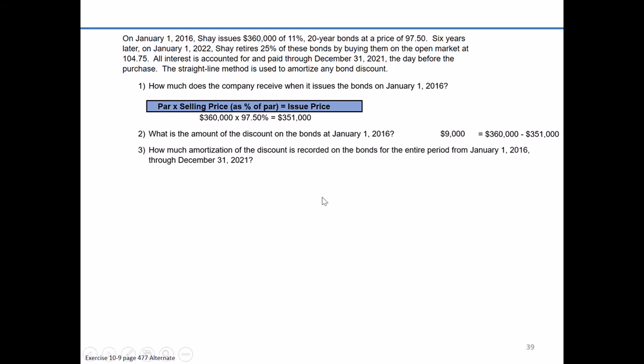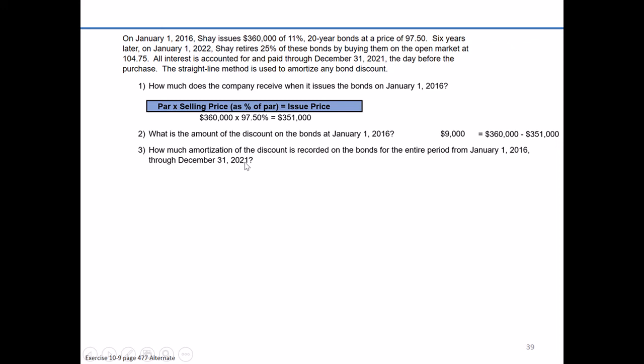The next question says, how much amortization of the discount is recorded on the bonds for the entire period from January 1st, 2016 through December 31st, 2021? Keep in mind that the discount is a contra liability account. It reduces bonds payable on our balance sheet, but slowly over time, from January 1st, 2016 through the life of the bonds, or however long we hold on to them, it slowly lowers. We mentioned we're going to use straight line to amortize it.